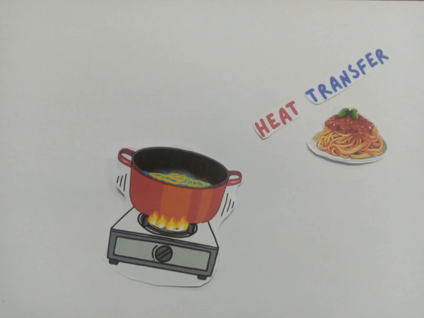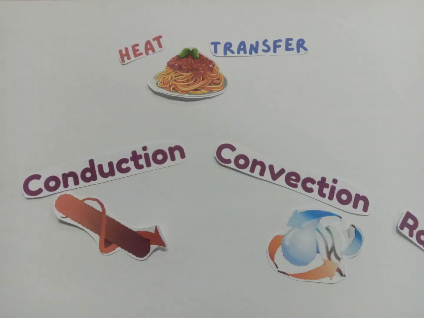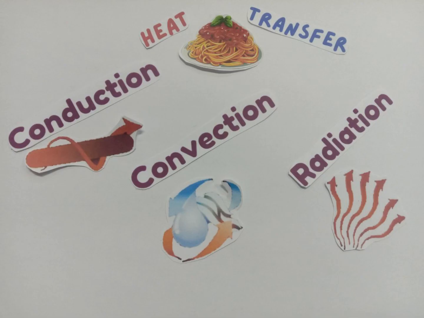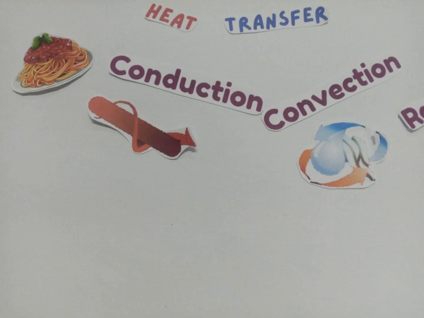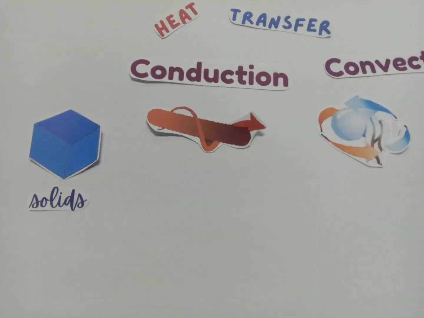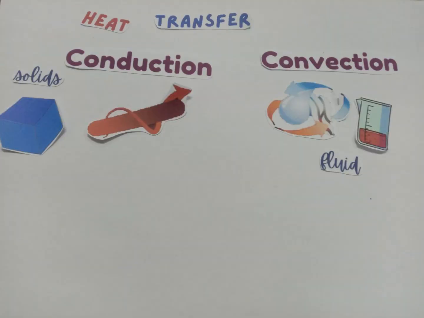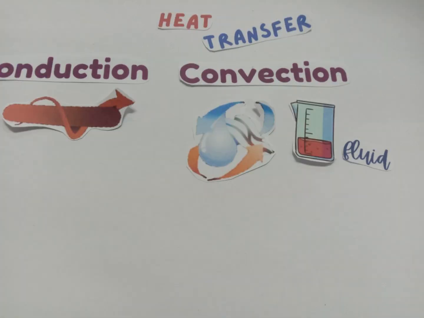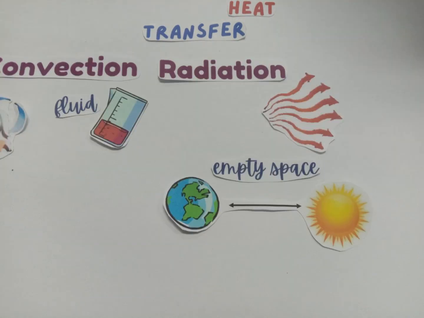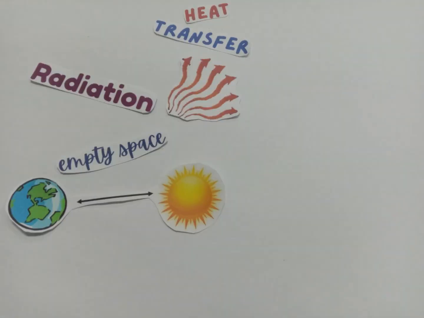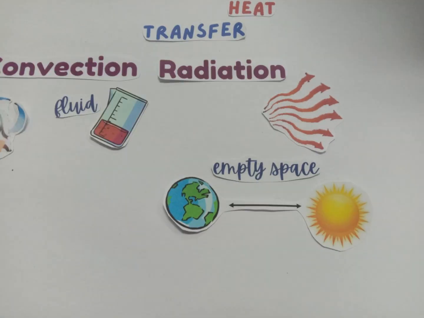There are three kinds of heat transfer: conduction, convection, and radiation. The method of heat transfer depends on the medium involved. In solids, heat is transferred by conduction. In fluids, which are liquids and gases, it's via convection. And to transfer through empty space, heat must be transferred in the form of radiation.